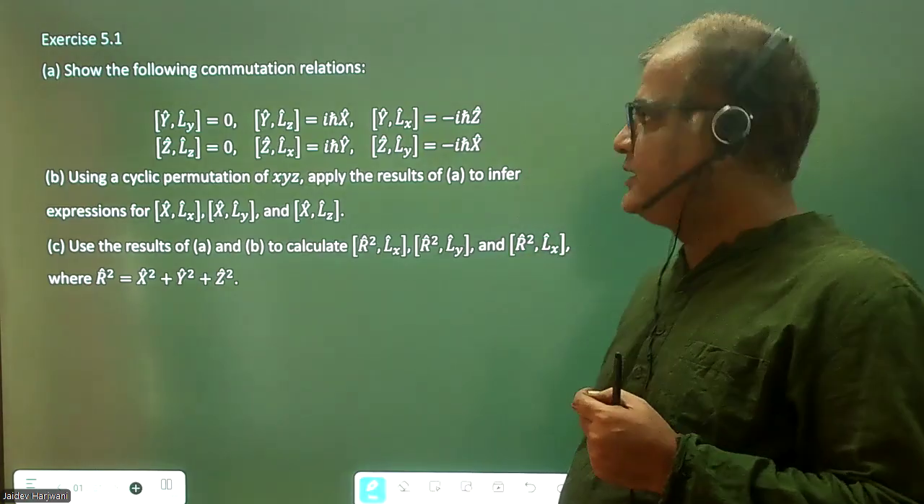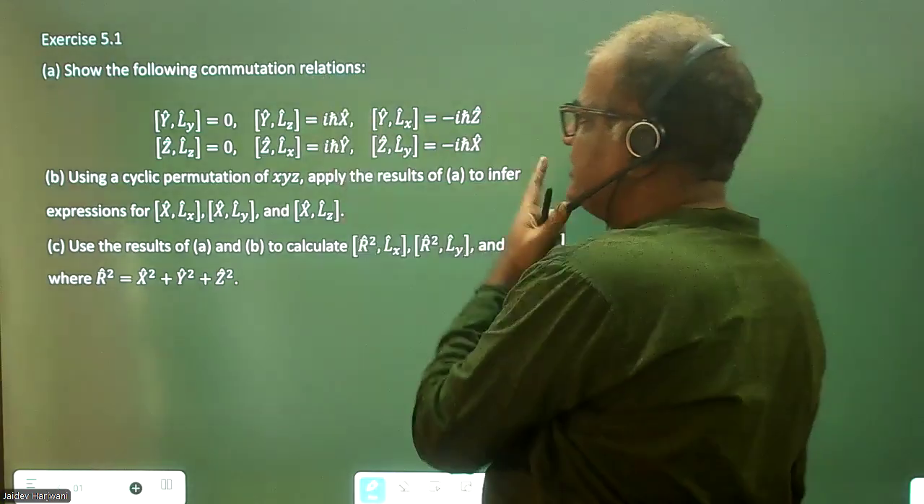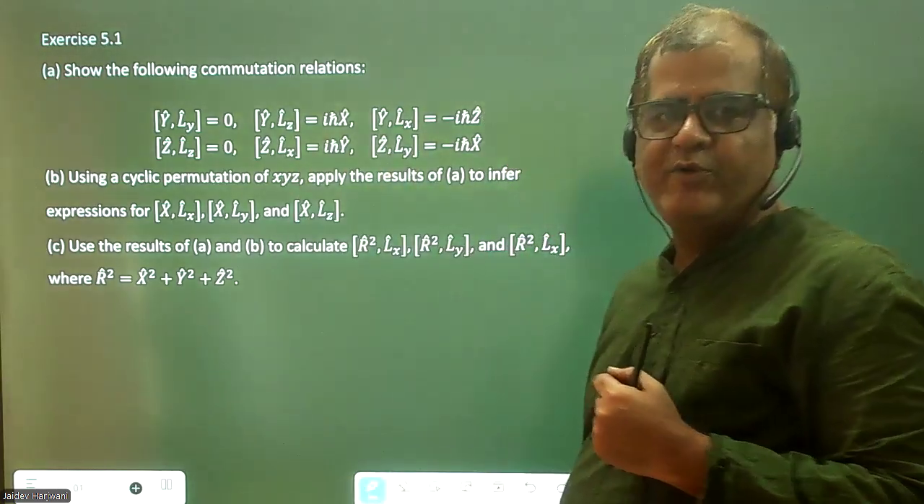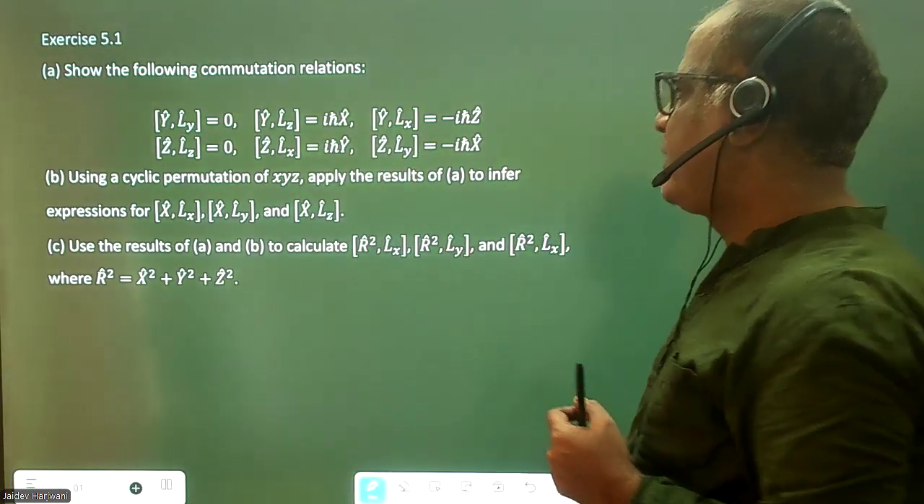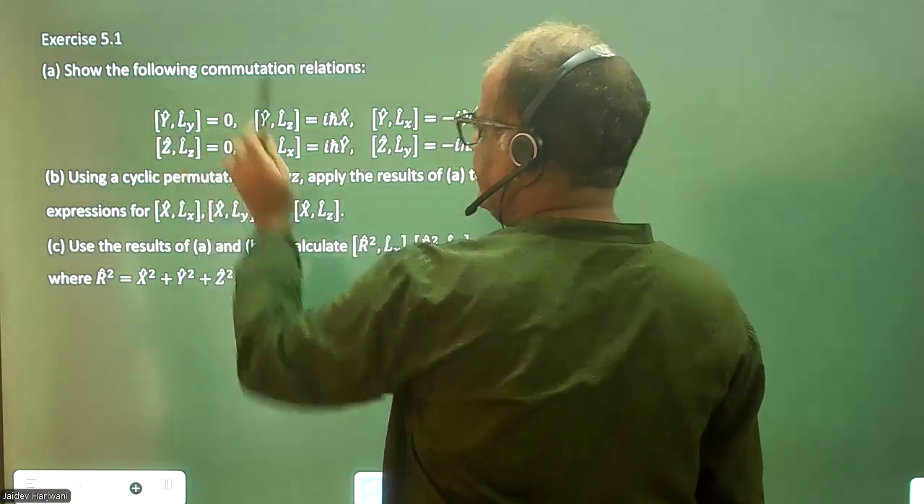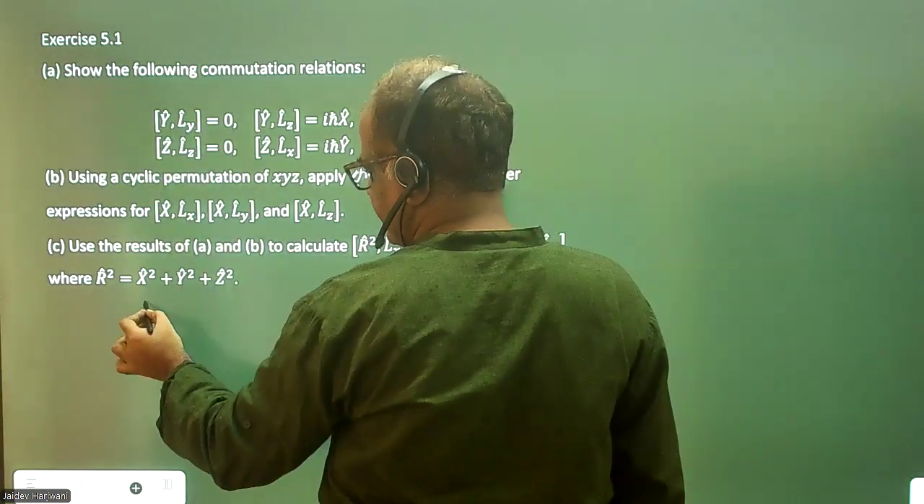Zettili book, Quantum Mechanics Concept and Application. This is chapter 5, exercise 5.1. These are very important commutation relations. So we need to calculate the position operator with the angular momentum operator. Let us first calculate y.